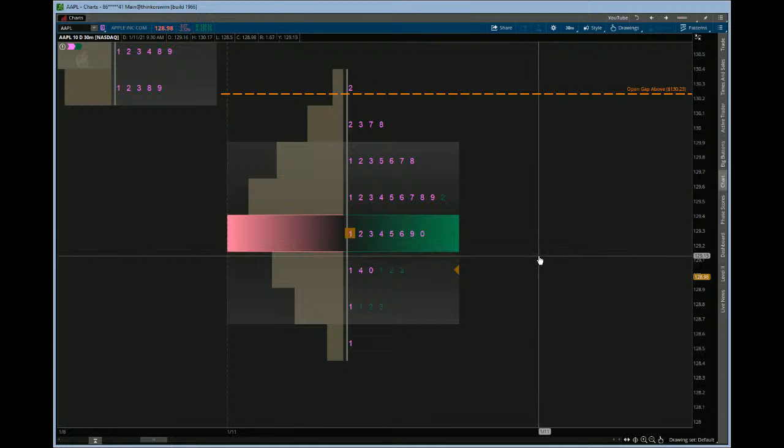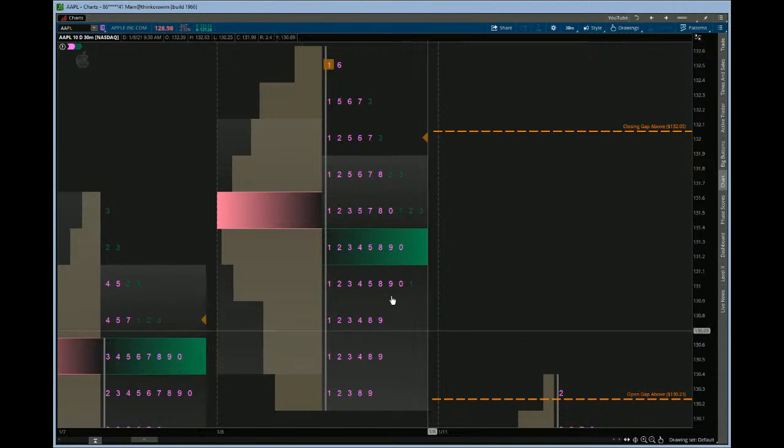So what we can start to see is that wherever it spent the most time becomes the area of value of interest, right? So this is called essentially your point of control, based on time. And you can see here, this is where it spent the most time. So this is kind of the most relevant level of the day going into the next day. And you can see it starts to do that every day, right?